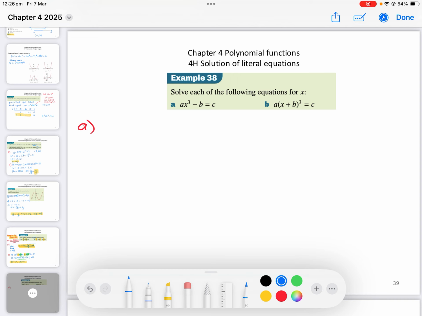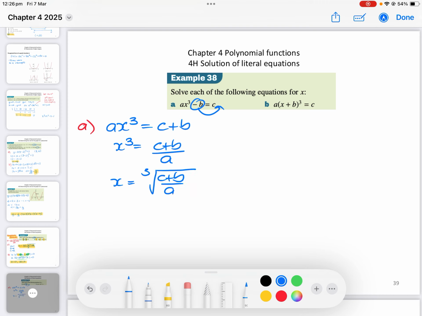Rather than factorising, because that's a bit tricky, I'm going to say ax cubed equals c plus b. We're just moving that b across to here. So x cubed equals c plus b on a. So x must be the cube root of c plus b on a. And we don't do plus or minus with cube, do we? Because we know the sign does matter with a cubic.